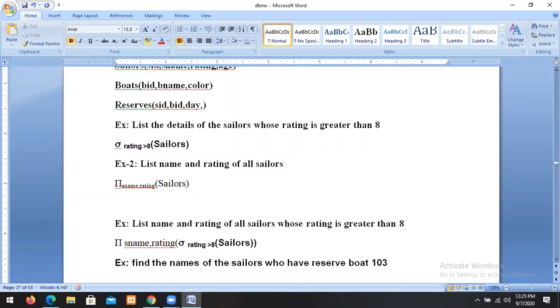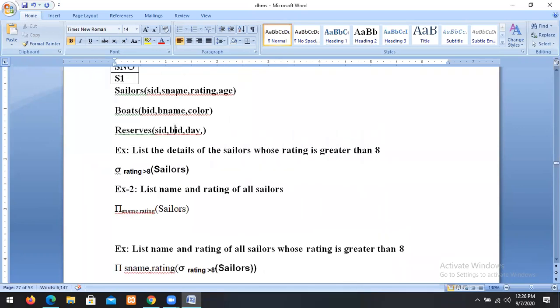So what is required? List the names of the sellers. We need names. So what is the condition? Who reserves both 1 or 3? So this is the reserves table and this is the sellers table. I need the sellers' names, but the condition is in the reserves table. The information we require is in one table, the condition is in another table. In this case, it is necessary to join these two tables.